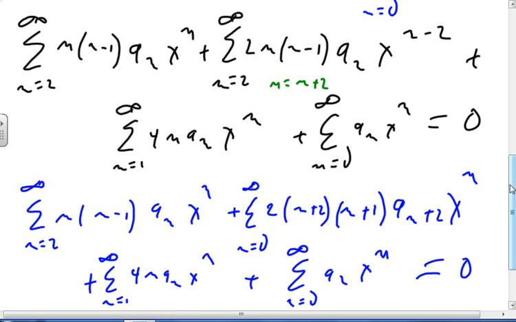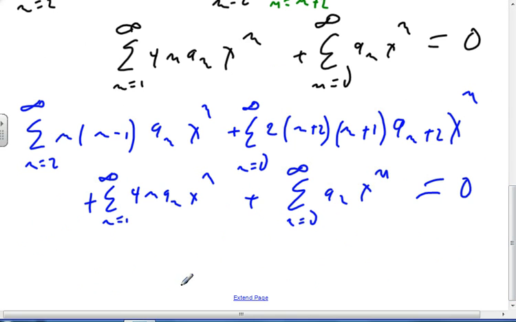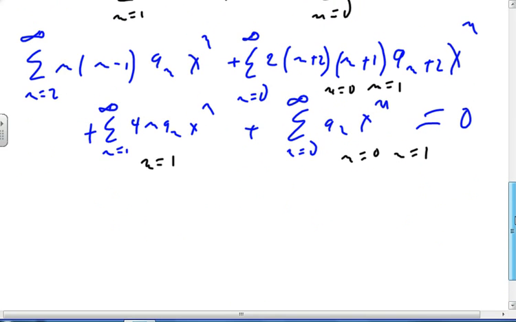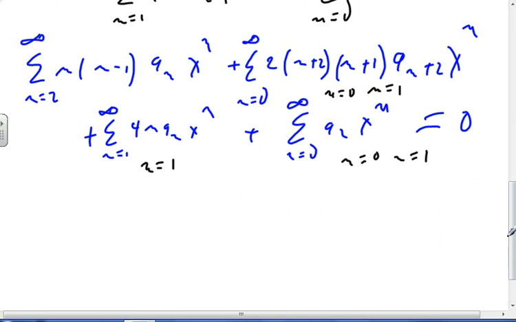And then I'd go back and say, well, I'm going to have to start at n equal to 2, so I'm going to have to take n equal to 0 and n equal to 1 out of the second summation. I'm going to have to take n equal to 1 out of the third summation, n equals 0 and n equal to 1 out of the fourth summation, so I can put it all under one summation sign. Okay, so I'm going to do that.